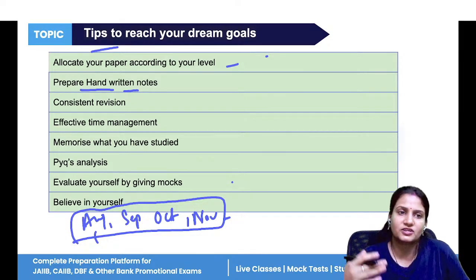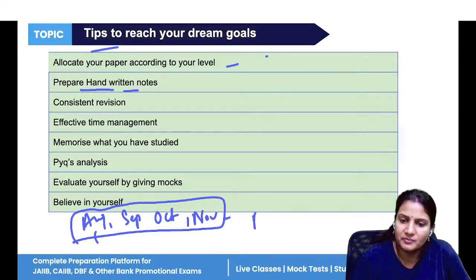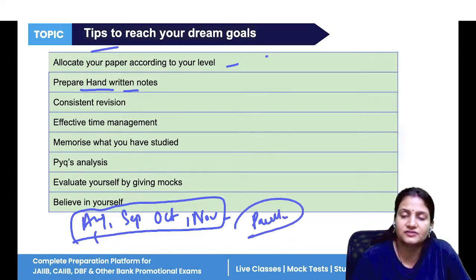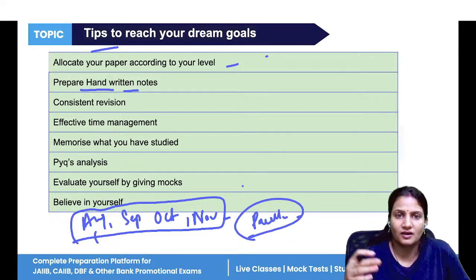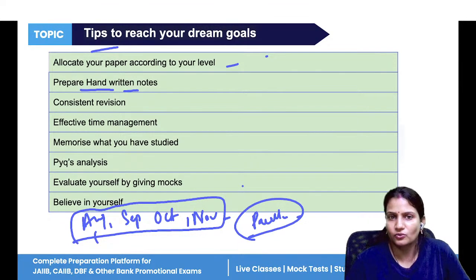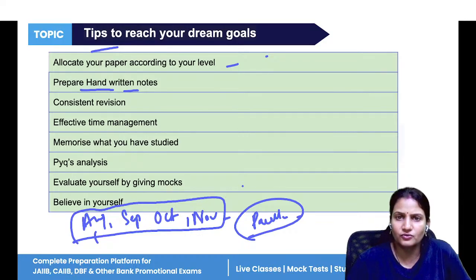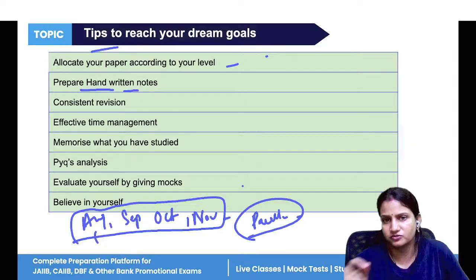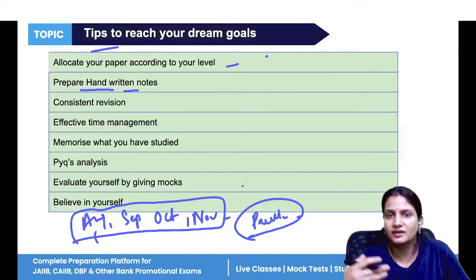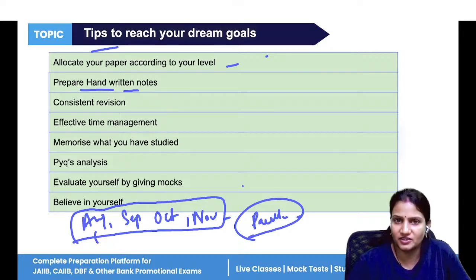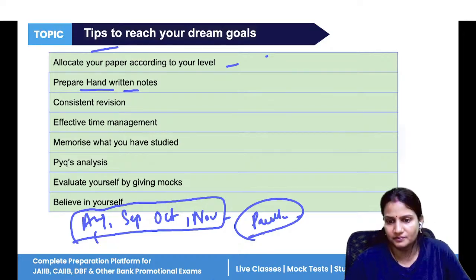Watching the video, if you're watching the session live, parallelly make the notes, okay? You may feel that making notes is a wastage of time. No, the topics you feel are tough for you, which you're not understanding, at least make notes for those topics. At the last time of your examination, these notes will help you a lot.